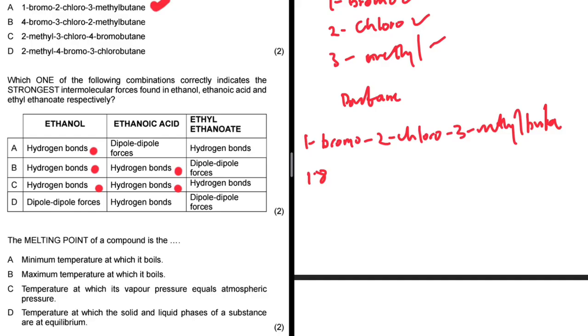The strongest intermolecular force is dipole. So that is option B. So the answer to 1.8 is B.